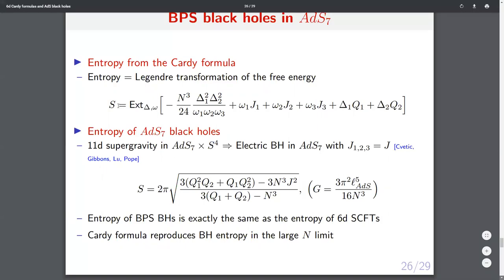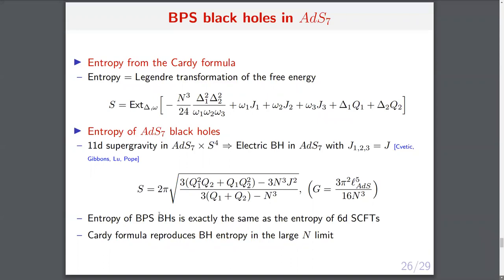This expression is very complicated, but this entropy can be compared with the entropy of the dual AdS7 black holes. It can be obtained from 11D supergravity on AdS7 times S4 with the consistent rotation on S4. And there's a known solution with electrically charged rotating black holes in AdS7 whose three angular momenta are set to be the same. In this case, its BPS entropy is given as follows, which depends on Q1 and Q2 and angular momentum J. And here, N cubed can be translated to the Newton constant in AdS7 with this formula. And we could check that the entropy computed from the Cardy formula is exactly the same as this entropy formula, which is computed from the horizon area of the black hole. So, as in the 2D case, we confirm that the 6D Cardy formula reproduces the black hole entropy if we take the large N limit of the Cardy formula. So this is our main result for the 6D Cardy formula and AdS black holes.